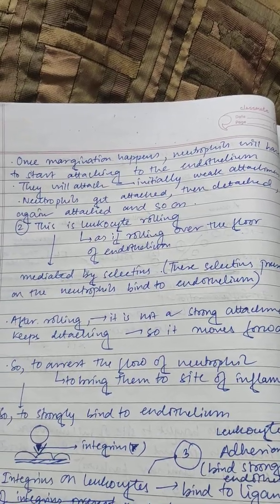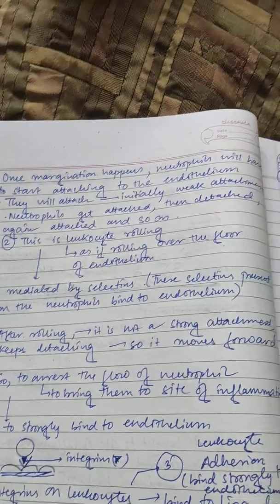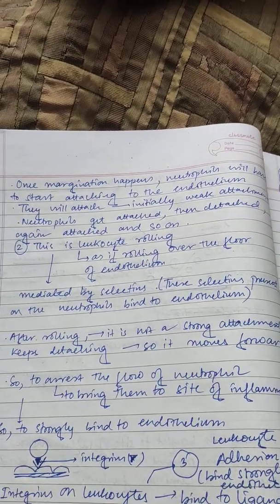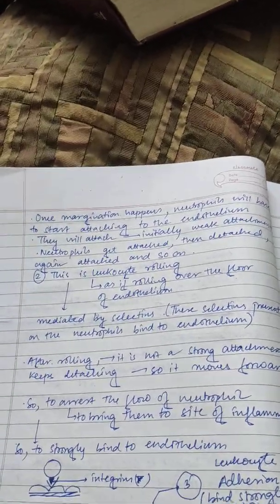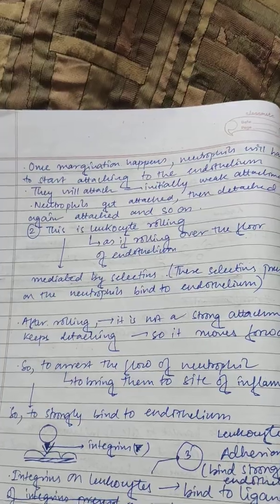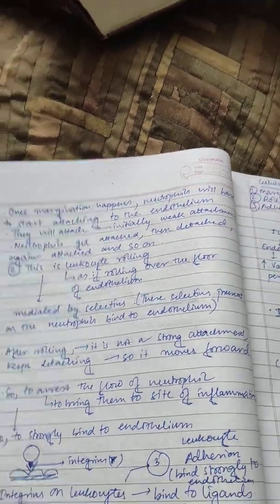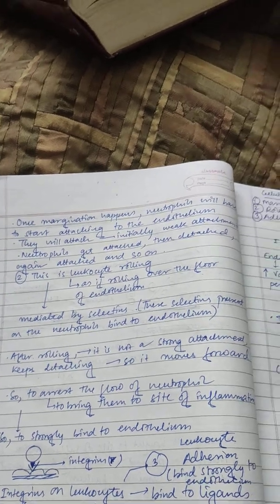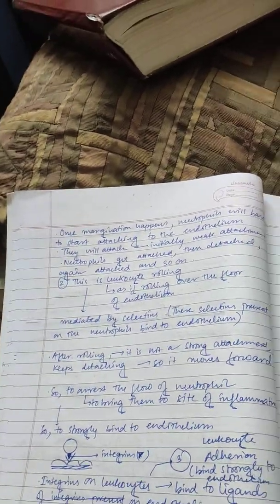After rolling, as you can understand, this rolling is not a strong attachment. So the neutrophil keeps detaching and keeps moving forward. We have to arrest this flow of neutrophils, because neutrophils have to be recruited to the site of inflammation, right? They have to be brought to the site of inflammation. So we need a strong attachment. We can't have this weak attachment. It won't do our job.